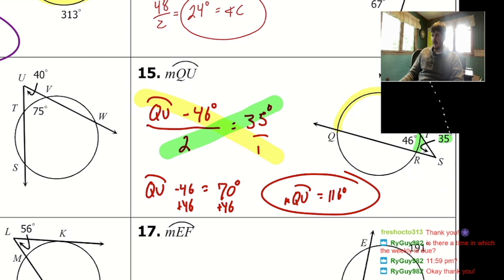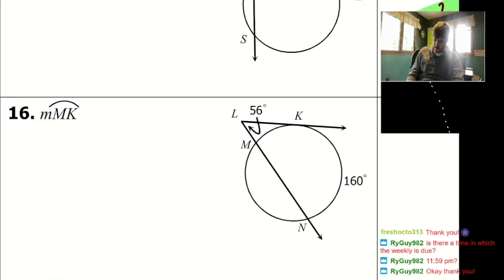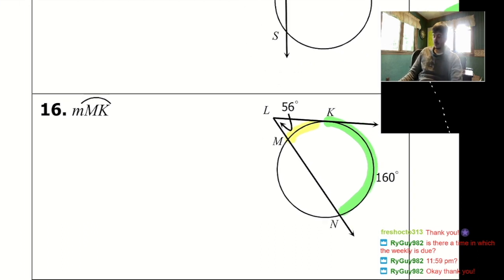Number 16, right along the same lines. Find the measure of arc MK, which is the small arc. We actually have the big arc already, so we don't need to find anything. We can directly start plugging in, but it does matter the order in which you write this stuff.